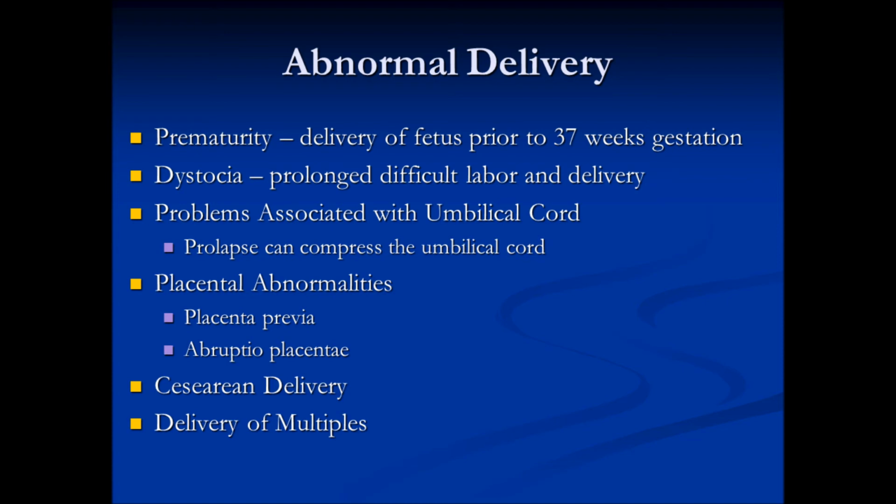And then multiple gestations is considered an abnormal delivery because you have several babies that are in there. So twins, triplets, etc. The incidence of mortality is higher the more babies you have in a single gestation. So this is due in part to the high incidence of premature labor and delivery in multiple gestations.